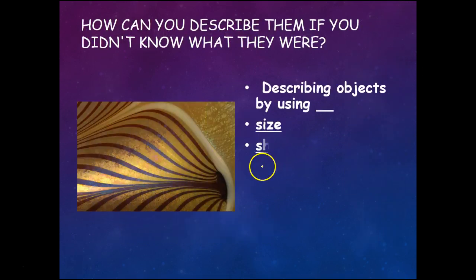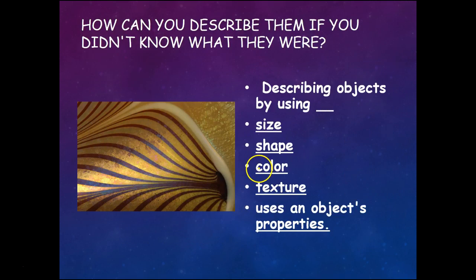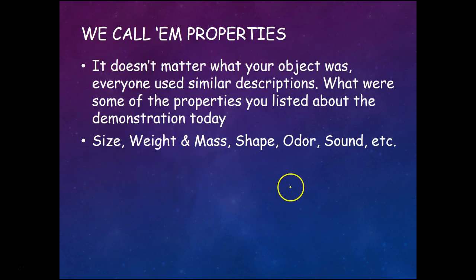Okay, so how can we describe stuff? We describe objects using things like size, shape, color, and texture, and these are all considered the object's properties. Those are the words that we talk about. We call these things properties. It doesn't matter what your object is, everyone can use similar descriptions.